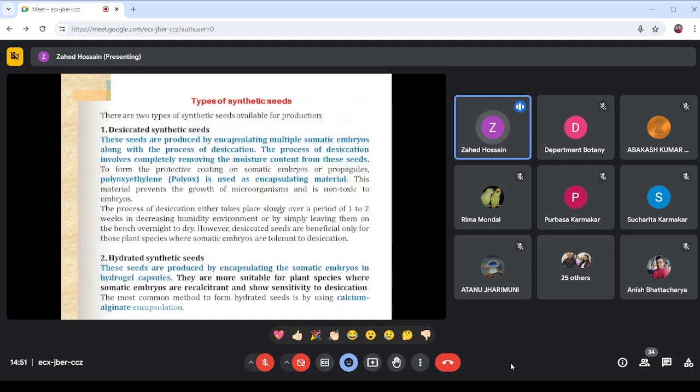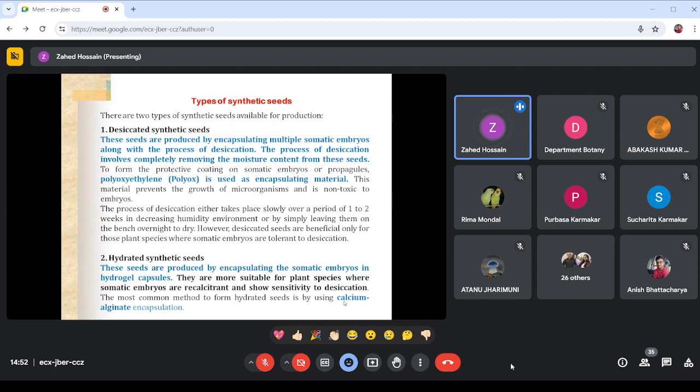There are basically two different types of synthetic seeds. One is called the desiccated synthetic seed, where the encapsulating material is polyoxyethylene, used to encapsulate either the somatic embryo or the shoot bud. The other encapsulating material is calcium alginate. Here the seeds remain hydrated, so there is no chance of desiccation.